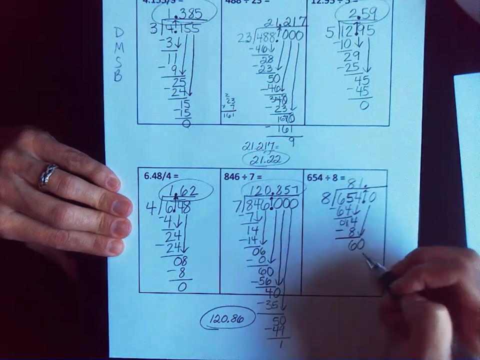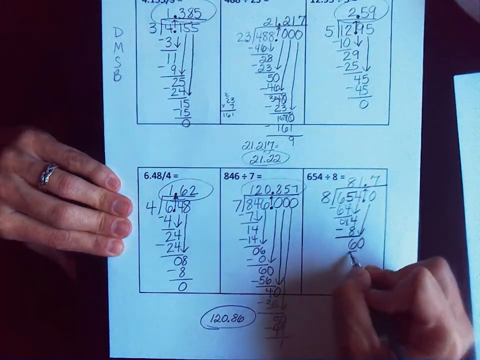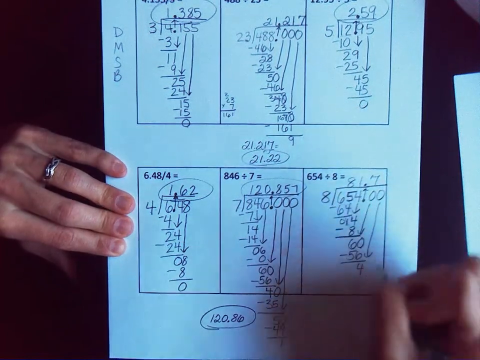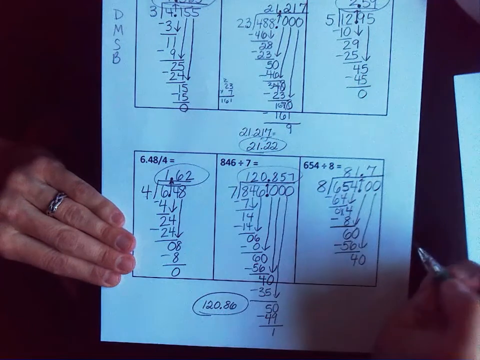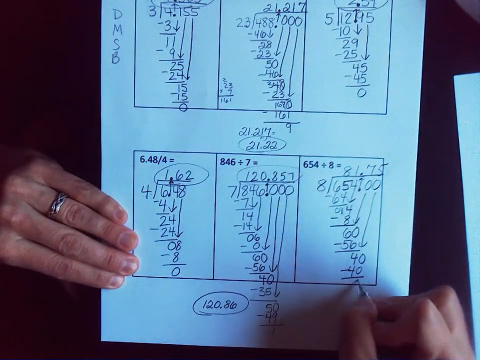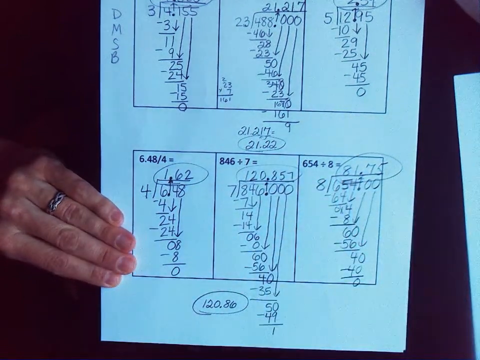How many times does 8 go into 60? It goes in 7 times. That would be 56. I subtract to get 4. Add another 0. Ooh, this is a nice even number. So 8 divided into 40 is 5. 5 times 8 is 40. When I subtract, I get 0, and now I'm finished. My answer is 81 and 75 hundredths.